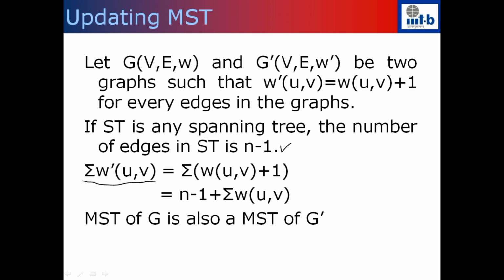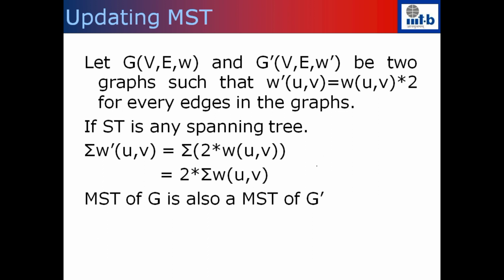Then you don't have to recompute the MST. Whatever MST that you have will continue to be the MST, but the total weight of the MST will increase by C times n minus 1, right? If all the edge weights are increased or decreased by a constant, then the weight of the minimum spanning tree will increase or decrease by n minus 1 into C, but the spanning tree will not change. Now let's look at the second example.